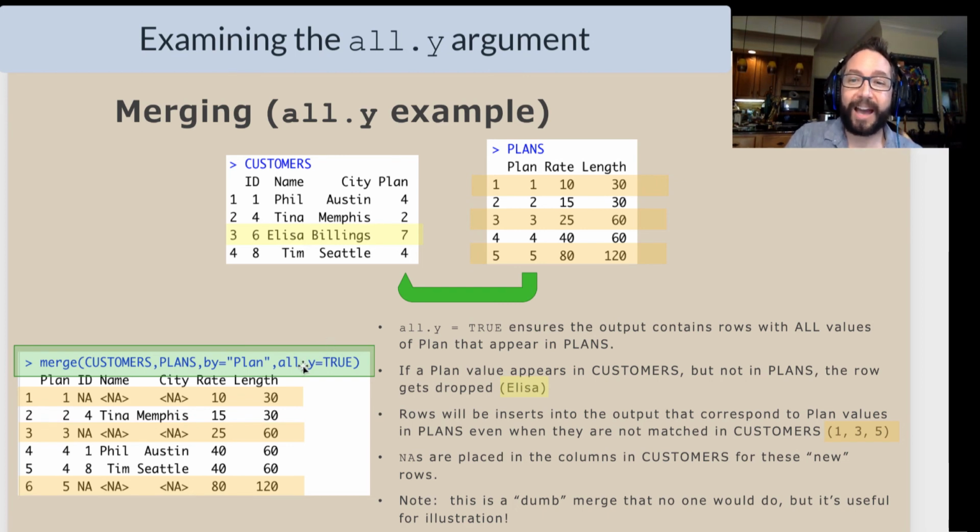Now, when we start adding in rows to represent plans we didn't see in the customer's data, we've got to fill in ID, name, and city, and not too surprisingly, it's going to fill in those with just NAs. Notice that if we have a numerical column, it's just NA. If we have a categorical variable, it's going to put NA in brackets. That's the difference between those two different NAs.